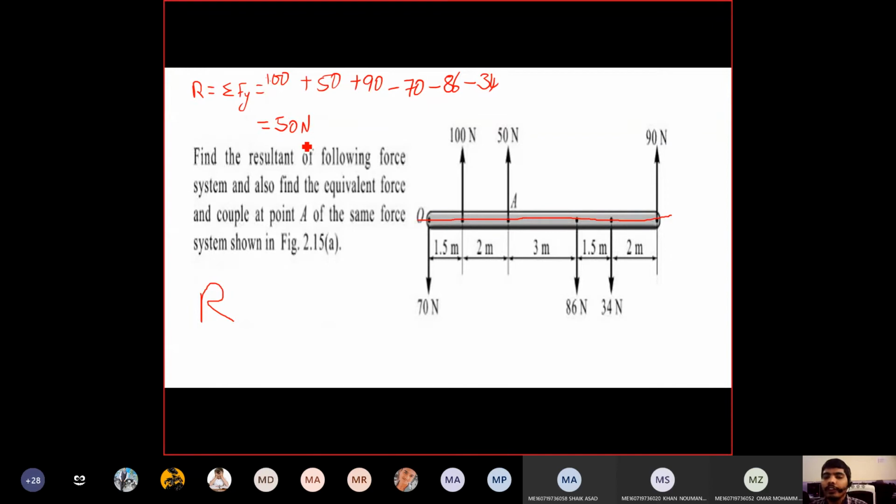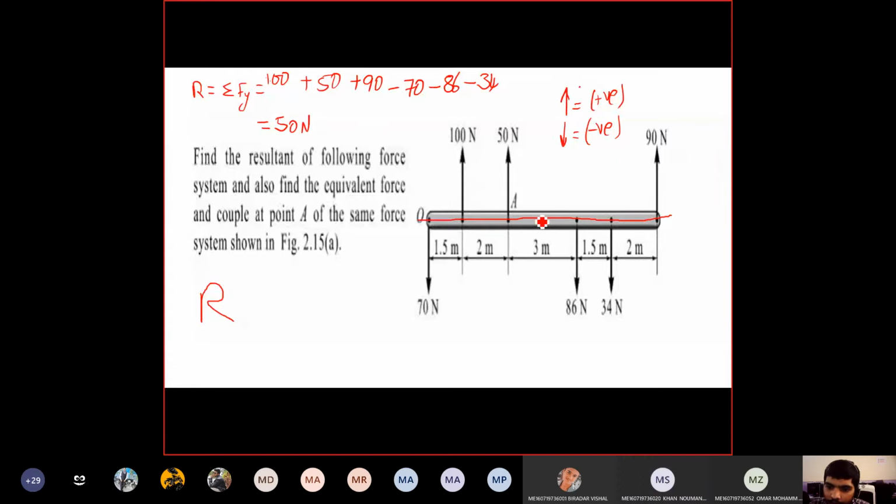What is the meaning of this 50 Newton? Net force. Net force acting in which direction? Upward or downward? Upward, sir, positive direction, positive value. We have considered upward forces as positive and downward forces as negative. So the final resultant value we got is positive.